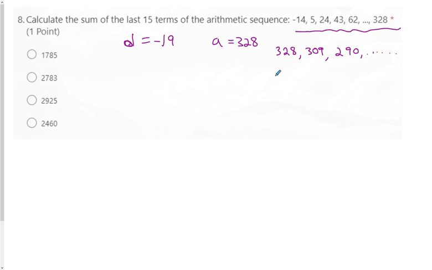So now we're going to need our n value as well. Our n value would be 15 because we'd want the first 15 terms of this new flipped sequence. So we can actually just use our sum formula to calculate that, right? Our sum formula for an arithmetic sequence looks like this: n times square brackets, over 2. Let's sub in.